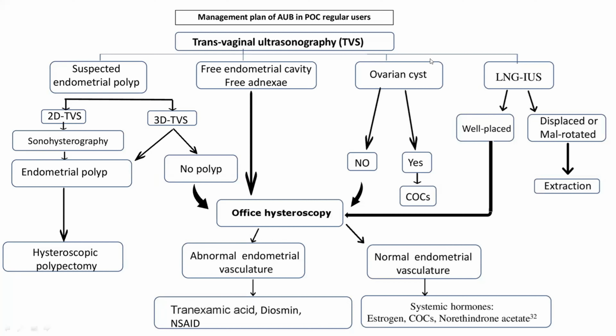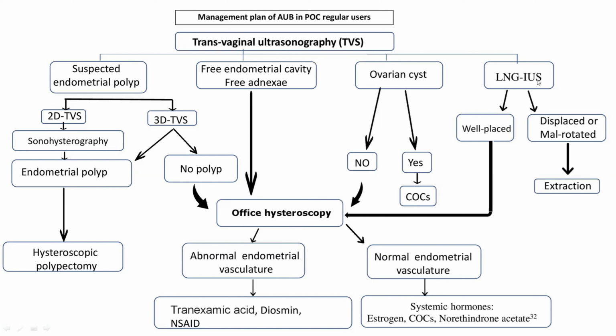For regular users, of course, the first line is transvaginal sonography, 2D or 3D. If you suspect an endometrial polyp by 2D, you have to confirm it. If it is confirmed, you have to do hysteroscopic polypectomy. But if it is 3D and you found a polyp, go directly to hysteroscopic polypectomy. If there is no polyp, you have to offer the patient office hysteroscopy. If you see by transvaginal sonography a free endometrial cavity and free adnexa, hysteroscopy. If you see ovarian cysts by ultrasound, they should be managed by COCs. If no cysts, go to hysteroscopy.